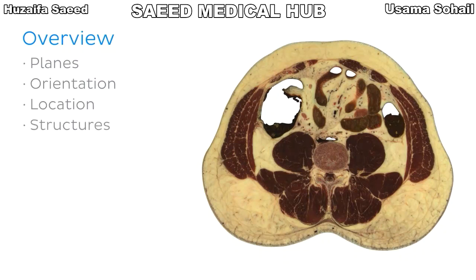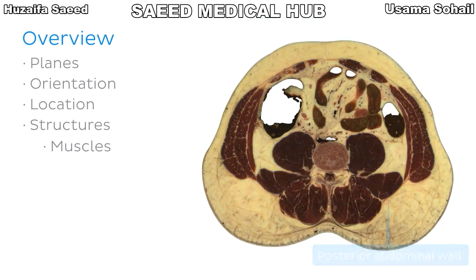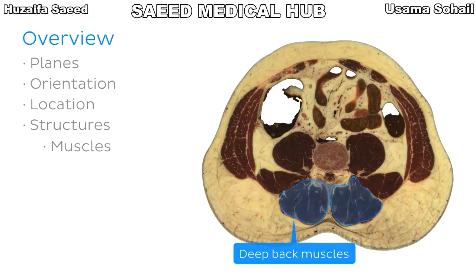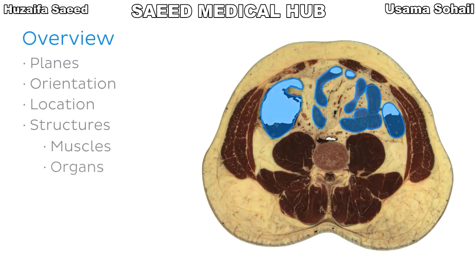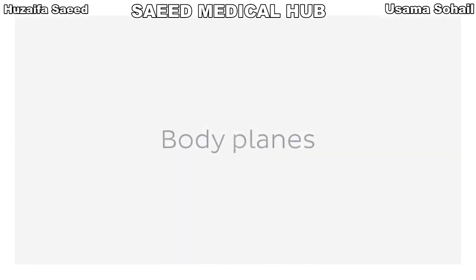The structures that we'll be looking at include the muscles, including those of the anterior abdominal wall, the muscles of the posterior abdominal wall, and the muscles of the deep back. Next, we'll identify the organs at the L4 level. Then we'll find any visible nervous structures. And finally, we'll identify the arteries and veins at L4. After we've identified all of the structures at L4, we'll chat about what you might see at this level clinically. Let's begin by talking about the body planes.